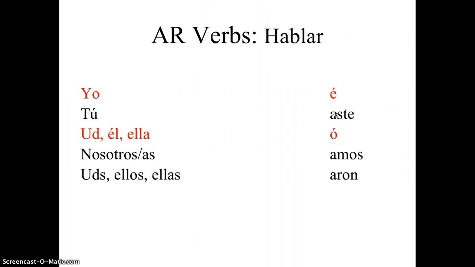In the preterite tense, you add the following endings. For yo, we add the Spanish é with the accent mark. For tú, we add aste. For usted, él or ella, we add ó, that also has an accent mark. For nosotros, we add amos, and just to mention that the nosotros form is the same in the present tense as it is in the preterite, which makes it a little bit easier for us. And lastly, the ustedes, ellos, or ellas has the ending aron.